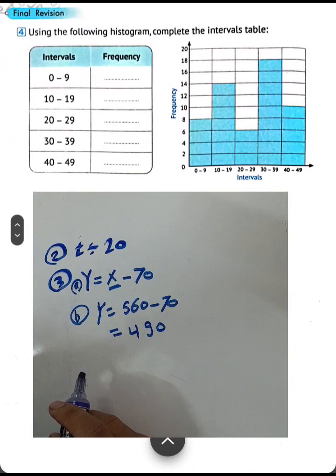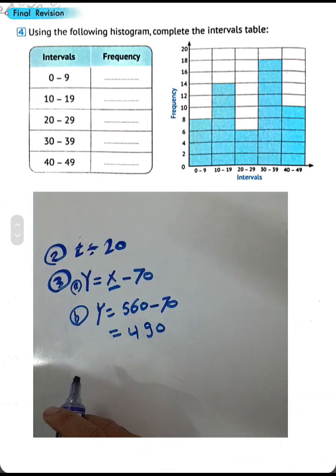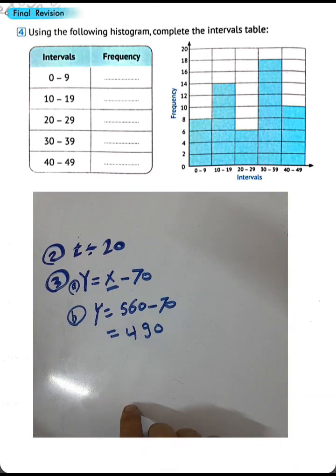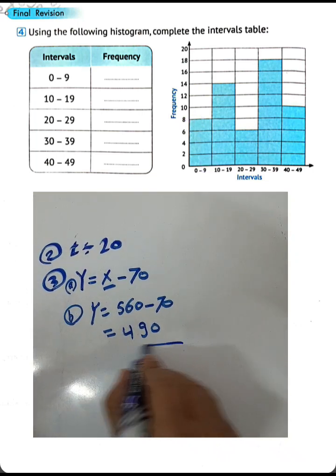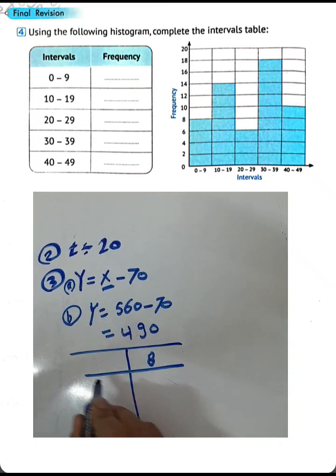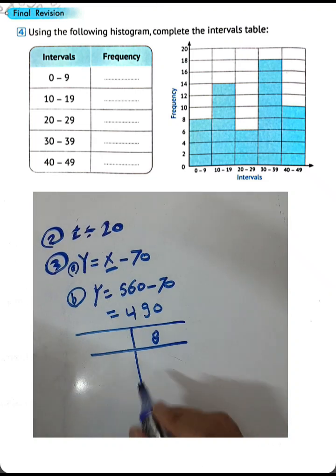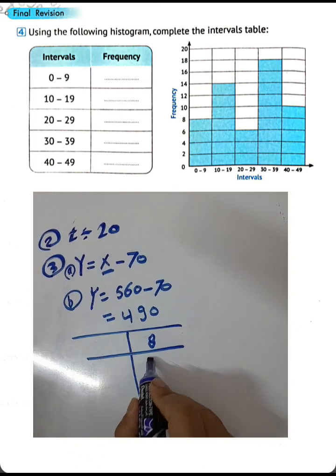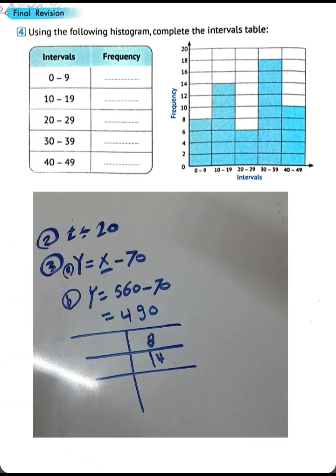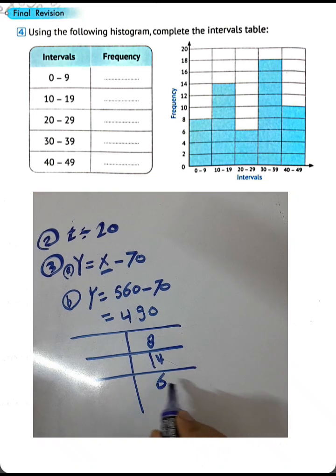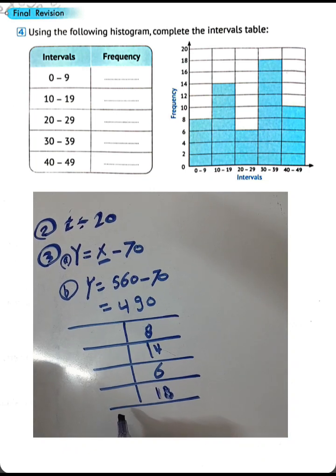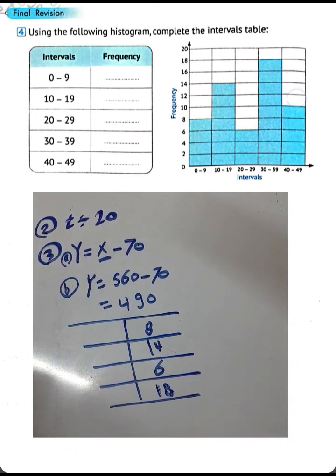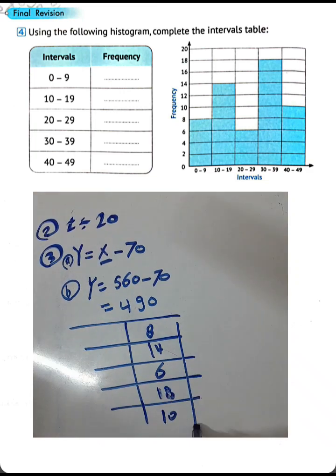Using the following histogram to complete the intervals table, we have here from 0 to 9, the result will be 8. Write 8 in the table here. First interval. The second interval was 14. The third was 6. The fourth was 18. And the last one was 10. Okay, it's finished.